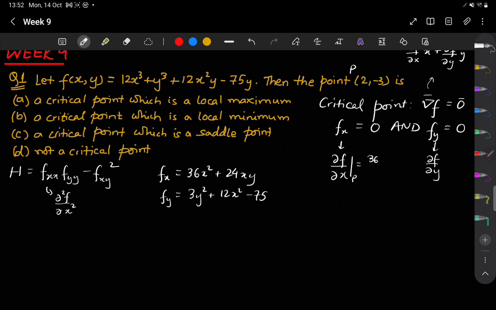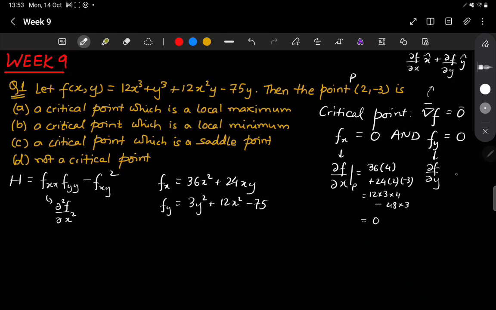So it is 36 times 2 squared, which is 4, plus 24 times 2 times minus 3. So this is 12 into 3, that's 36, into 4, minus 24 times 2 is 48 into 3, and you see it is 0 because 12 times 4 is 48 and 48 into 3 minus 48 into 3 is 0. So indeed it is 0.